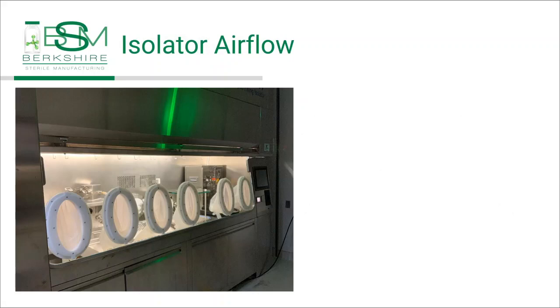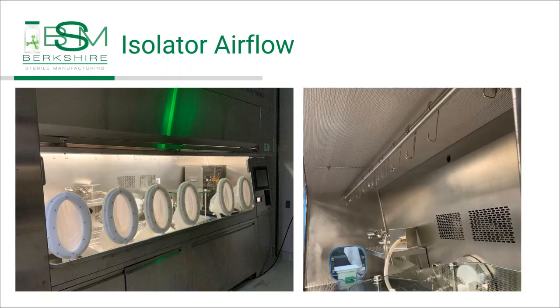Okay, here's an isolator. This is a single chamber isolator that I showed you before. We'll look a little bit at how the airflow operates in here. We're looking at the ceiling of the isolator right here. Above this stainless steel grid are the HEPA filters, and the air is being blown down through these HEPA filters in a unidirectional manner.